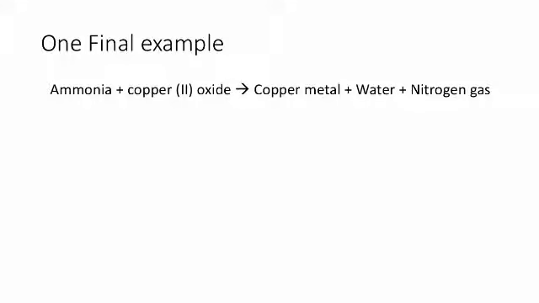So we're going to do one more example. This one's more complex. This shows ammonia and copper 2 oxide reacting to form copper metal, water, and nitrogen gas. The first step is to write out your chemical equation. And the next step is to write out a list of the reactants and products. So we have to count the types of atoms and the numbers of atoms on either side of the equation. We can see that we have nitrogen atoms, we have hydrogen atoms, we have copper atoms, and oxygen atoms here.